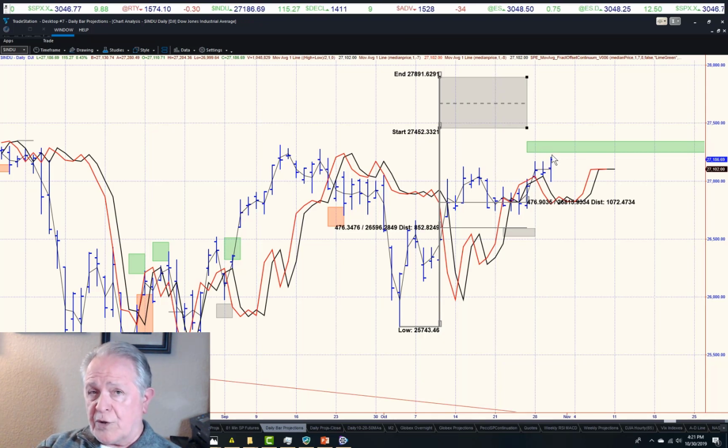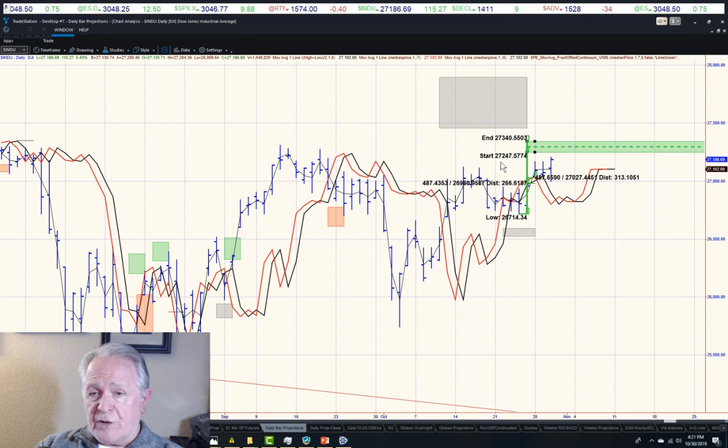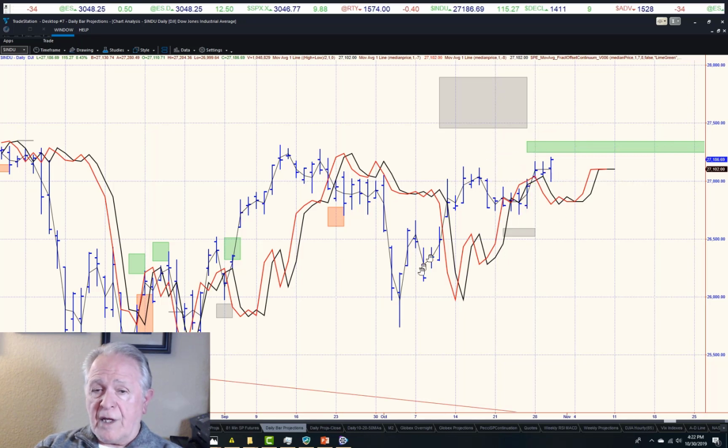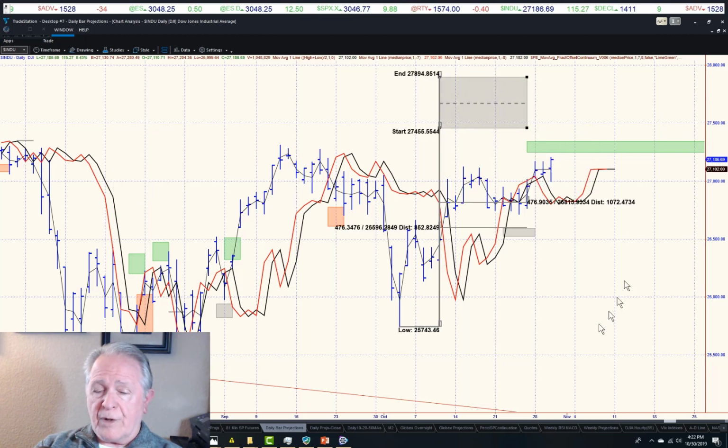And climbing above those projection lines again has given a very short-term projection. Now let me distinguish these two boxes for you. This box that we see right here occurred measuring from this low to this crossing point right here. And it's giving you these minimum projections of 27,247 and 27,340. That is not the projection box that we see from this larger crossing using this low right here. Let's picture it for you.